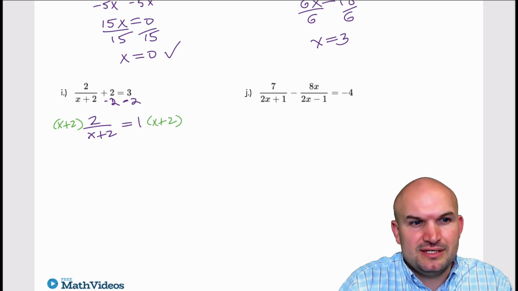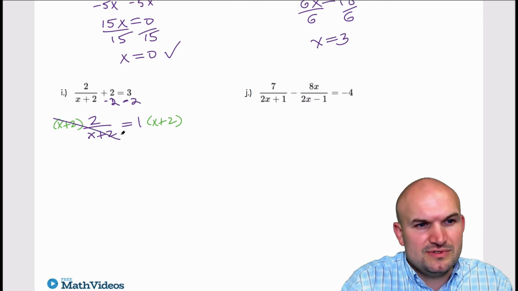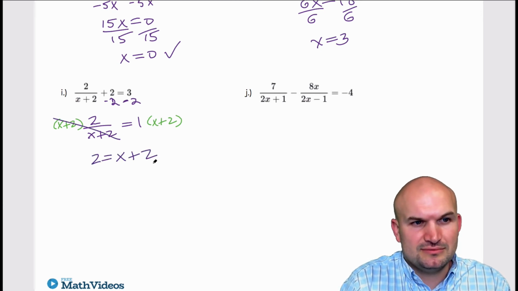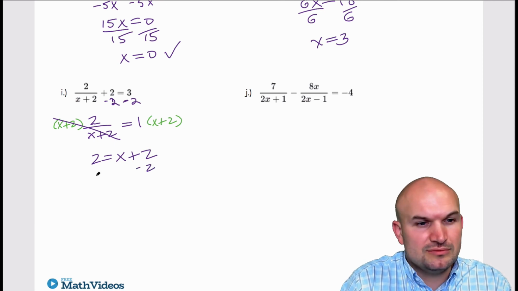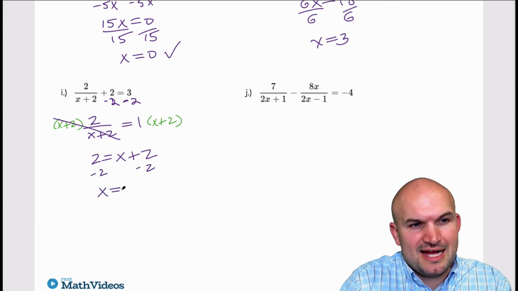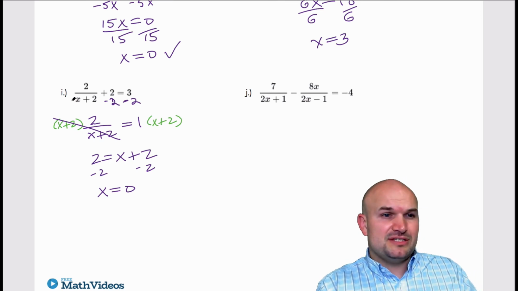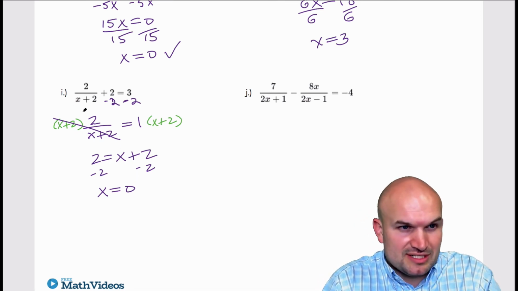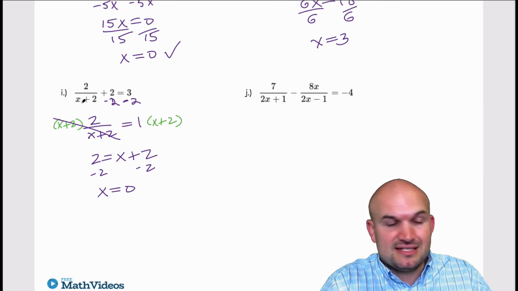And cool thing is, now those divide out. I'm just left with 2 equals x plus 2. So then I subtract a 2, x is equal to 0. And then it comes into, does that make sense? Like, if I plug 0 in, is it a good solution? Yes. And I can even check this solution.